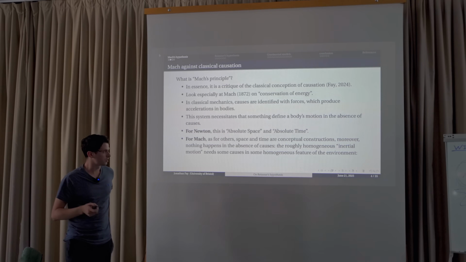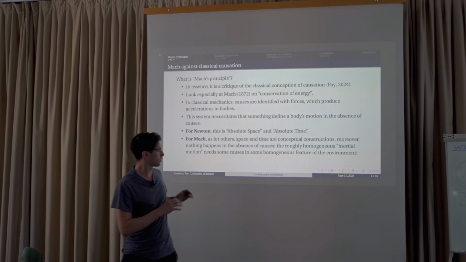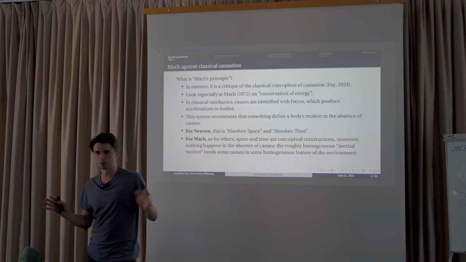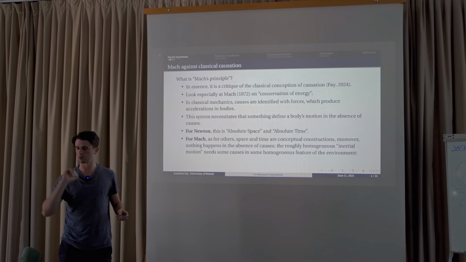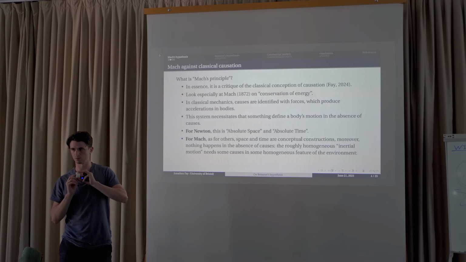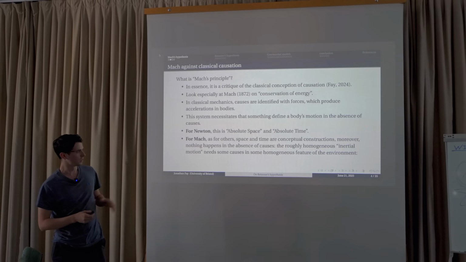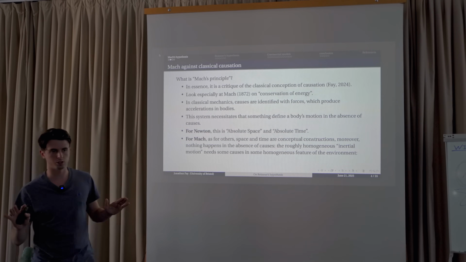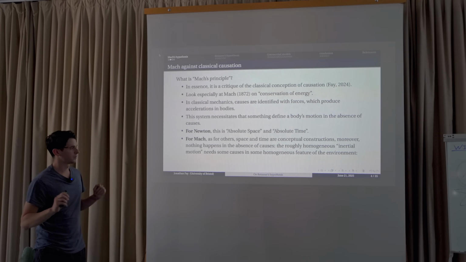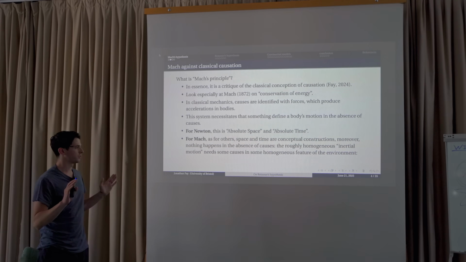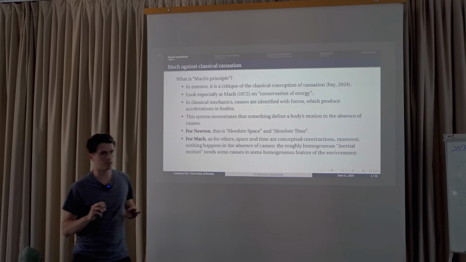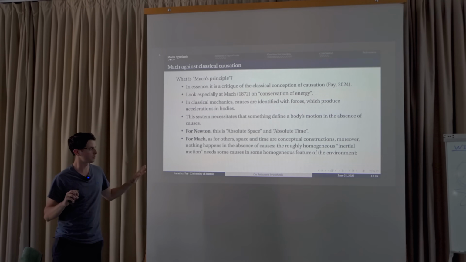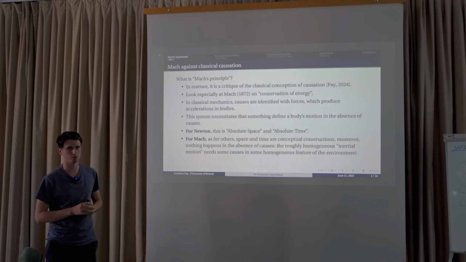And so Mach suggests that the roughly homogeneous inertial motion we observe, if you go into empty space and you throw an object forward and you observe it recede away from you at a constant speed, this evidence of inertial motion, this empirically defined inertial motion, needs some cause, not in absolute space and time, which are inventions, but in some homogeneous feature of the environment.